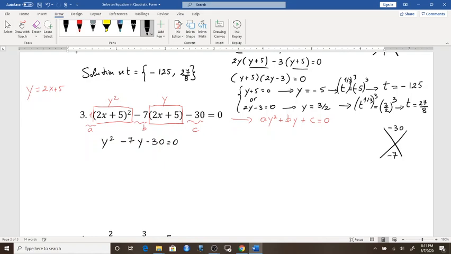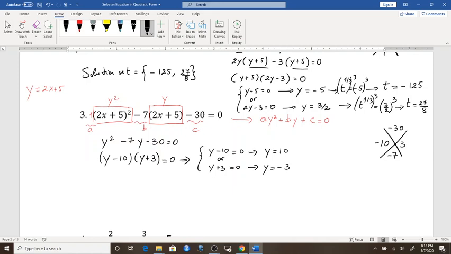Again, we're going to use 10 and 3, so it should be negative 10 and positive 3. And we can use the shortcut because the value of a is equal to 1. I write this as y minus 10 times y plus 3 equal to 0, from which we can get the two possible solutions. So y minus 10 equals 0, or y plus 3 equals 0. So the first one gives us y equal 10, and the second one gives us y equal to negative 3.